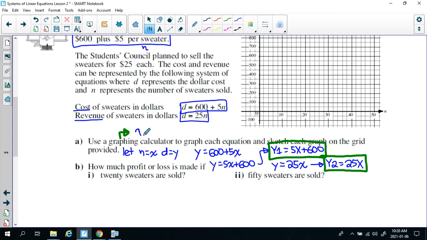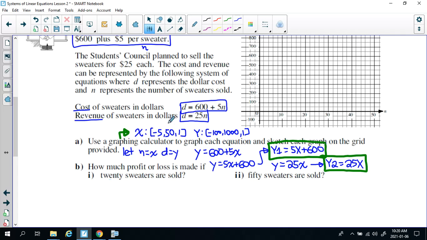Okay, so the window settings would be x. I think I went from like -5 to 50, going up by increments of 1. And the y, we went from, I think, -100 to 1,000. Again, going up by increments of 1.